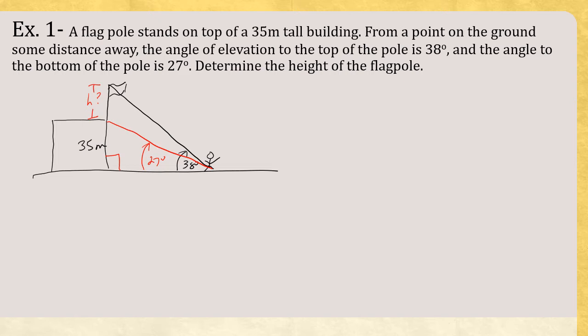So let's come up with maybe a game plan, because I know part of that distance is 35. So maybe part of our general game plan could be to find out this whole height, and if we subtract 35, because there to there is 35 meters, if I subtract that distance from that whole distance, I'll get the height of the flagpole.